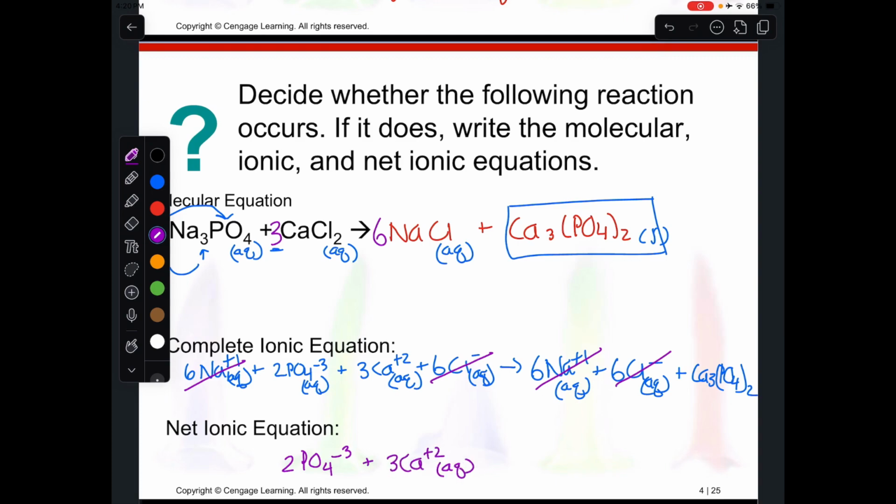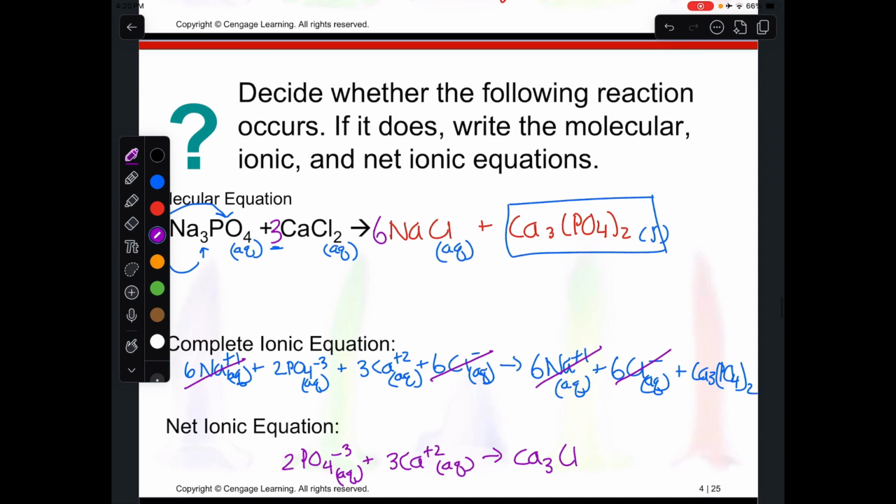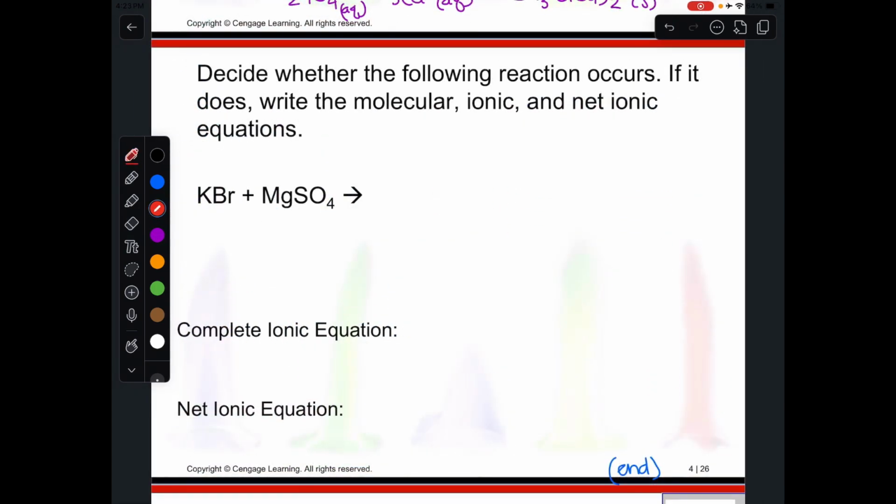So I will tell you, this is about as hard as it gets when you're separating them. So you have to take into account charges and balancing coefficients. Okay? So if you got that one, you've understood.